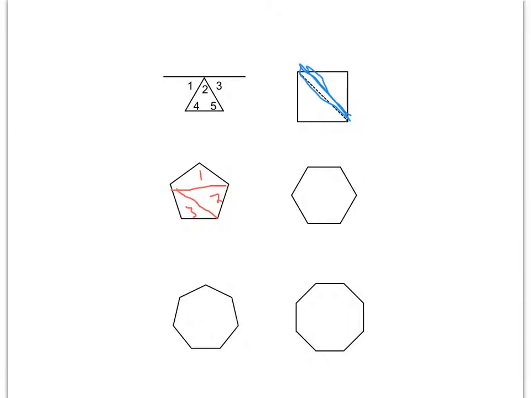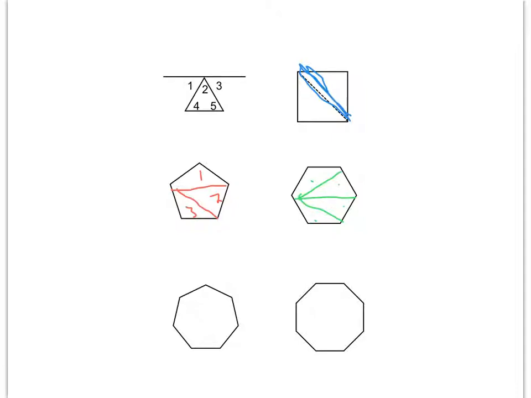I can draw diagonals in a hexagon. 1, 2, 3. I now have 4 triangles in a hexagon. 4 times 180 is 720.